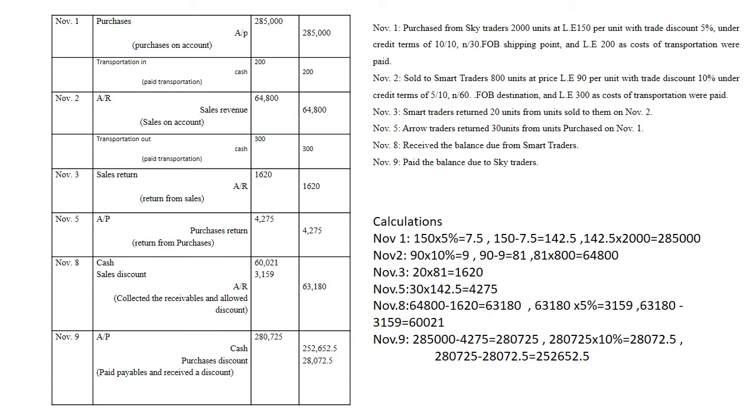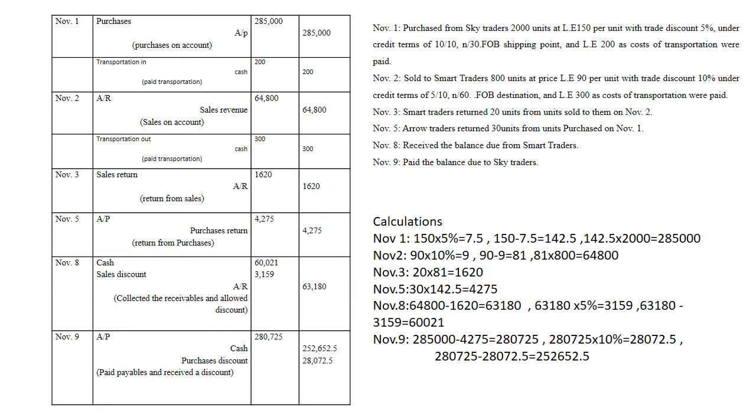On November 9, it says that Arrow paid the balance due to Sky Traders. The same idea. Arrow is now paying his payable. He already had a promise from Sky Traders that if he paid the payable within 10 days, he's going to get a 10% discount. And it's within the 10 days, so he's going to get the discount. What if it was after the 10 days? It was November 20. He's not going to get the discount. He's going to pay the payable as it is without any discount. But because it's within the 10 days and he had a promise of 10% discount if paid within 10 days, then he's going to get a discount of 10%.